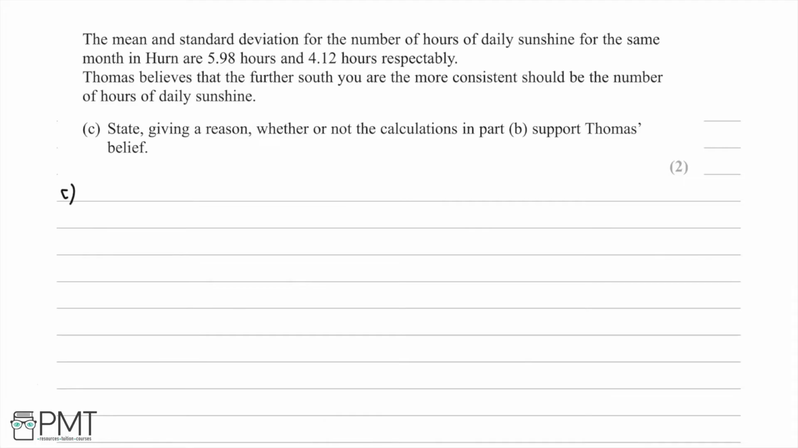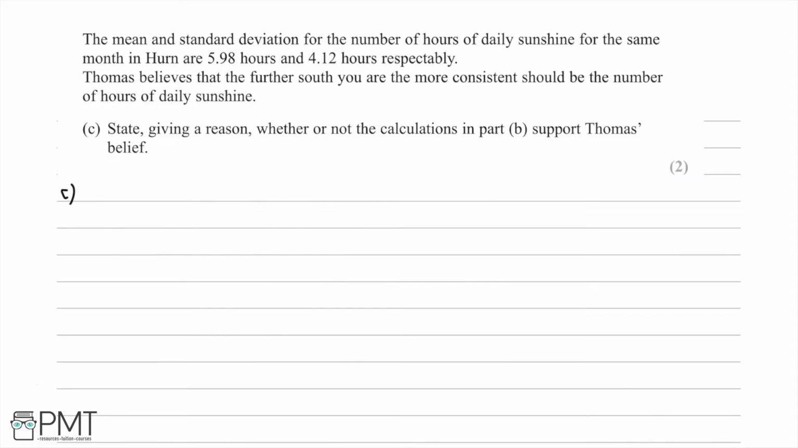So in part C of this question, we're told that the mean and the standard deviation for the number of hours of daily sunshine for the same month in Hurn are 5.98 hours and 4.12 hours respectively. And we're also told that Thomas believes that the further south you are, the more consistent should be the number of hours of daily sunshine. And we are asked to state, giving a reason, whether or not the calculations in part B support Thomas's belief.